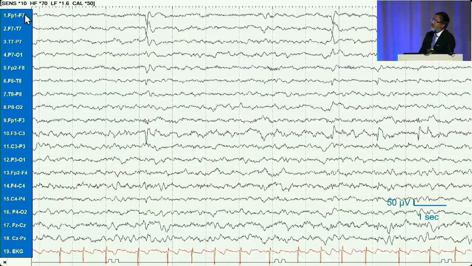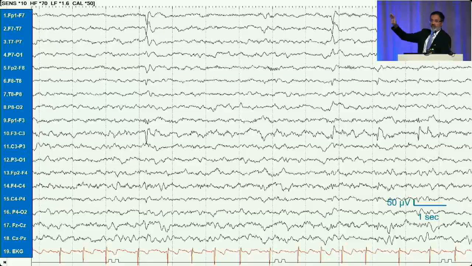This is a longitudinal bipolar montage. So this is left temporal chain, right temporal chain, left central chain, right central chain. And when you have Z as the second designation, it means that it's in the midline. So FZ, PZ, FC, CZ, and PZ are all midline electrodes.